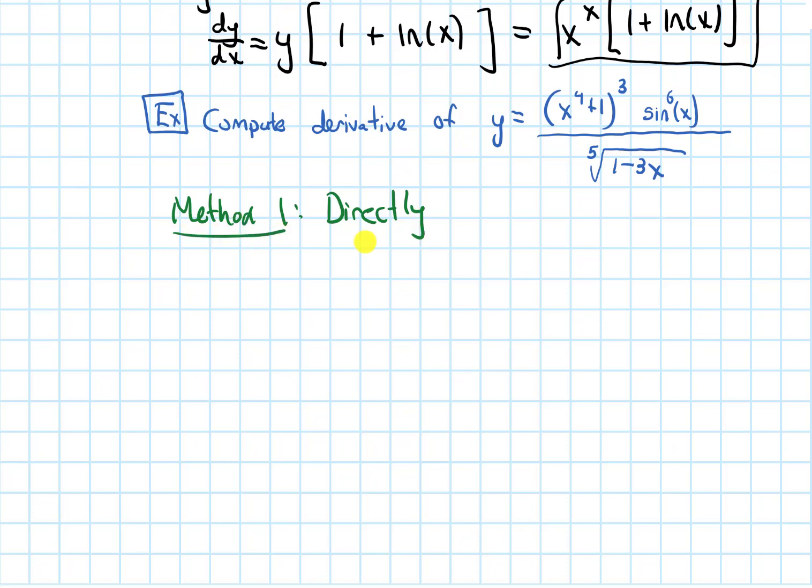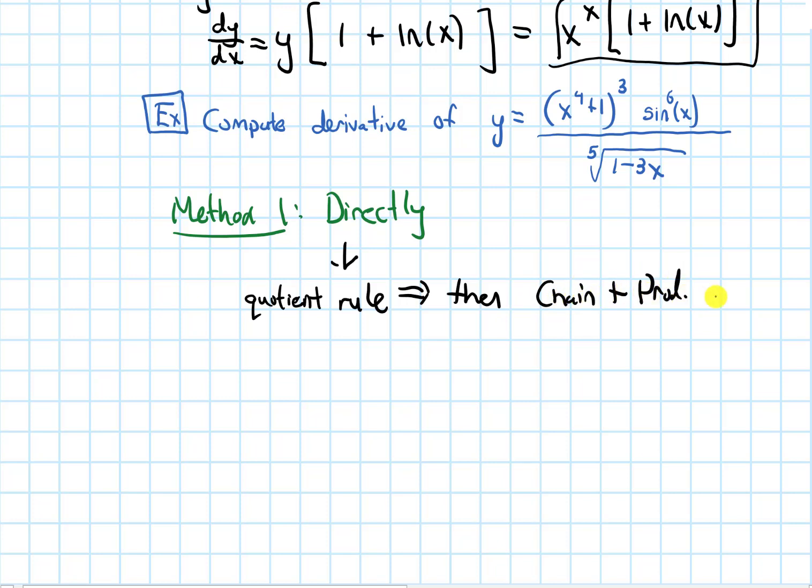So if we were to do this directly, we would use quotient rule first, and then after that, we would be using chain rule and product rule. But it would definitely be pretty tedious to have to do that. All right, so this would be tedious.